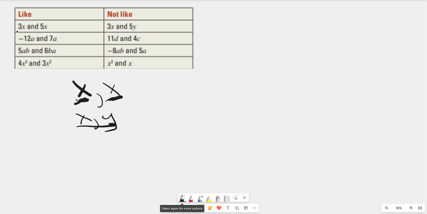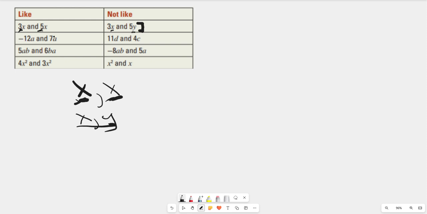Now we've got a few of these examples. So 3x and 5x, these are like terms. Why? Because they both have this x. So what's important to note is that they have to have the same amount and the same type of pronumerals attached to the number. That's the most critical component. So you see the other one here, we've got 3x and 5y. There's an x and there's a y. That is why they're not like.